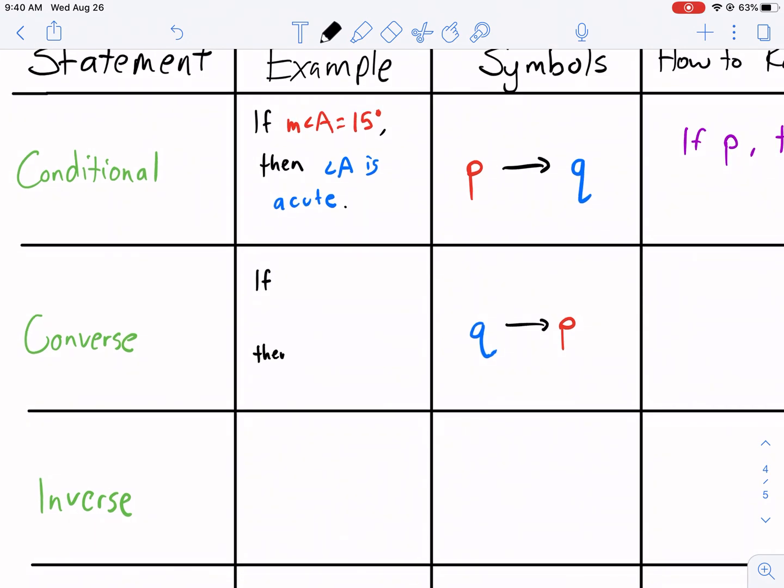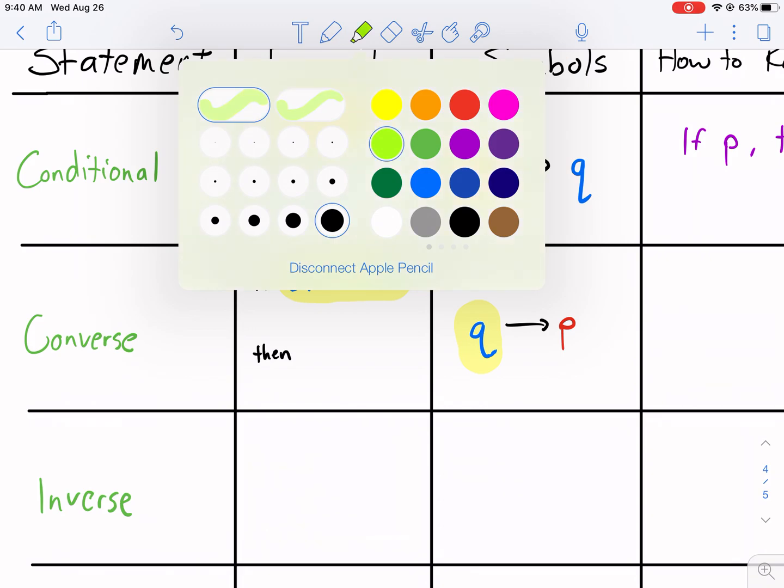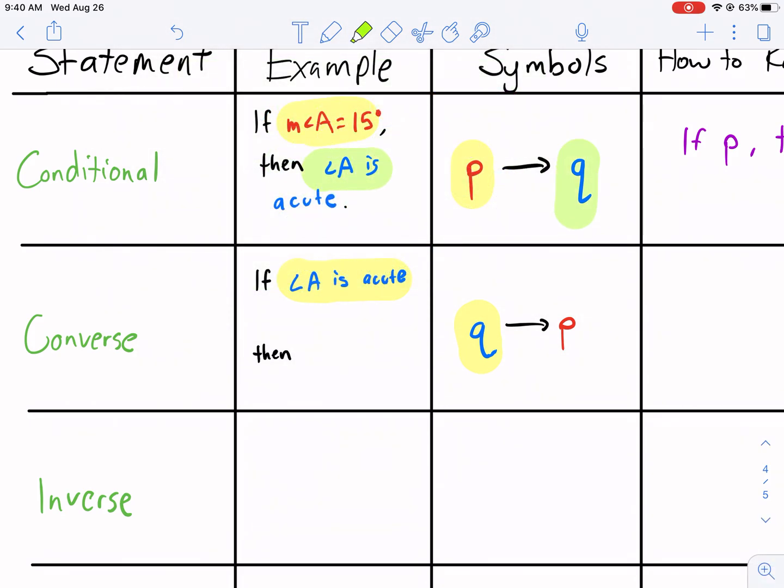So let me get it set up here. So if, but now what's in the first position? This P was in the first position and went there. This is in the first position. It needs to go in the first spot also, like this. So if, and what was our conclusion? Our conclusion was angle A is acute. Now, let me get a different color, this green. This was in second position. This went here. Well, guess what? This Q is in second position. That statement needs to go there now. Measure of angle A equals 15 degrees.